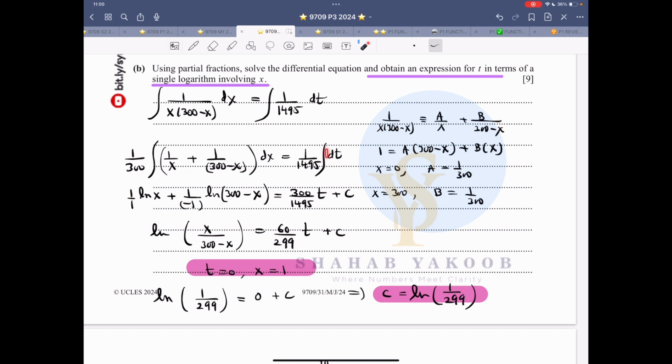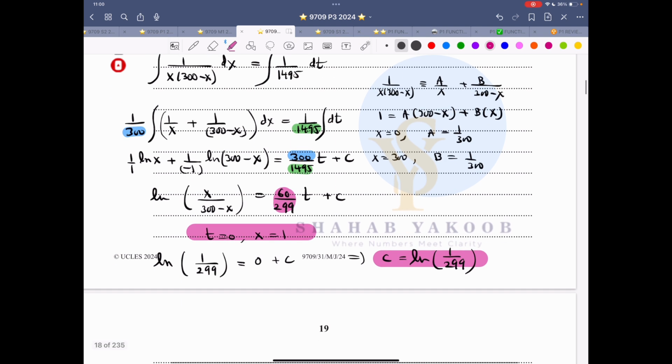So if there is 1, after integration, 1 becomes t, t gets multiplied with, this 300 is transferred to the other side. So let me highlight this thing. So now this 300 is transferred over here. This 1495 was already there. After simplification, this is what you are getting, 600 over 299. Now, how do you integrate this? This is 1 over 1 ln x. This is 1 over negative 1 ln of 300 minus x. This is basic integration. Constant is on the side.